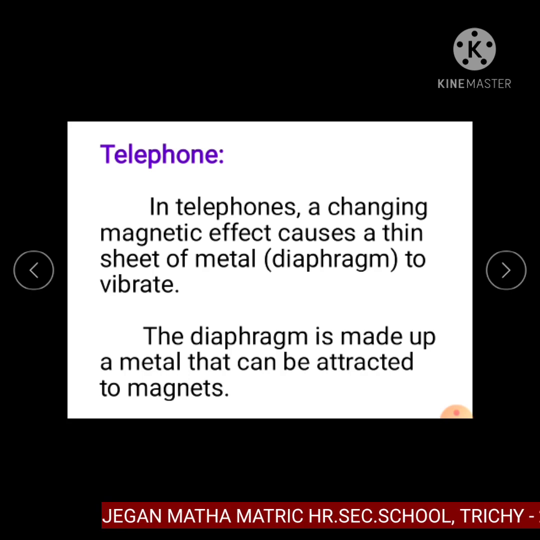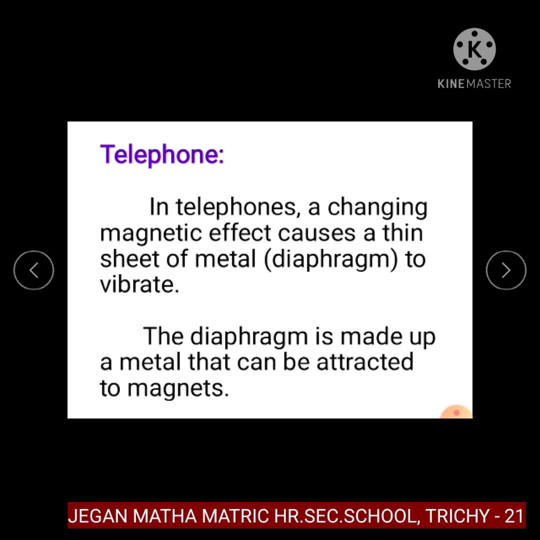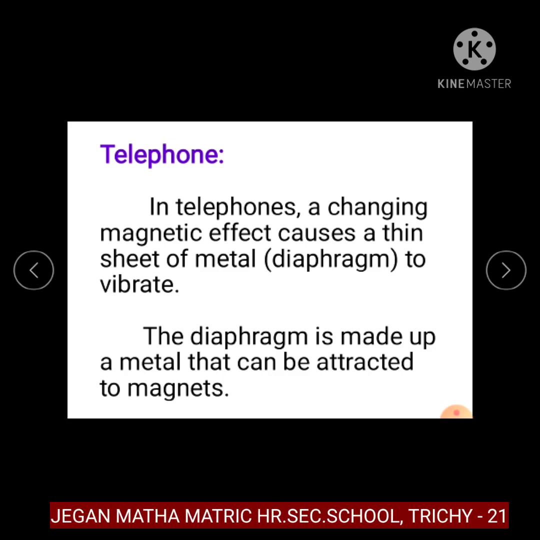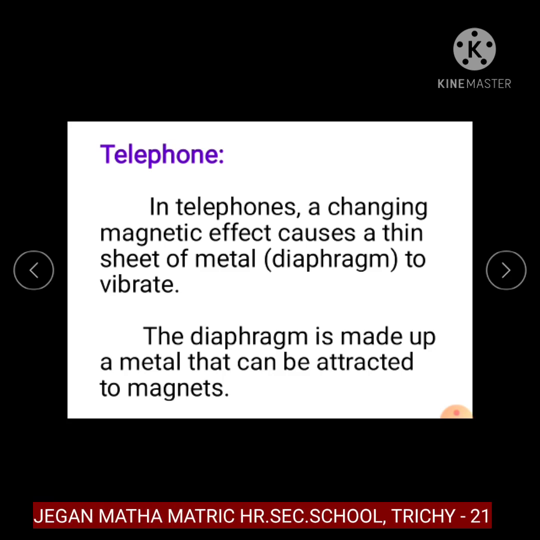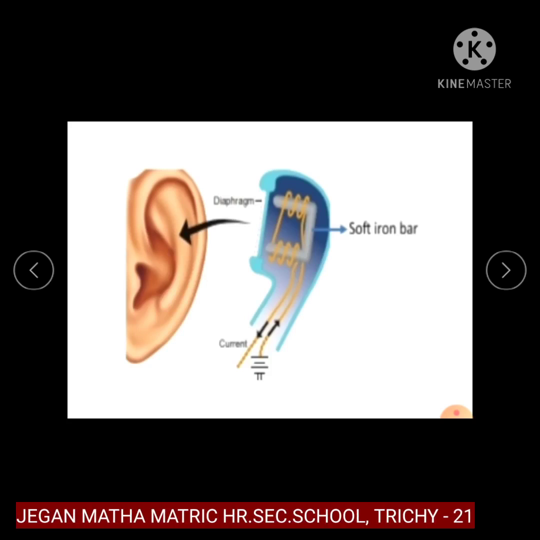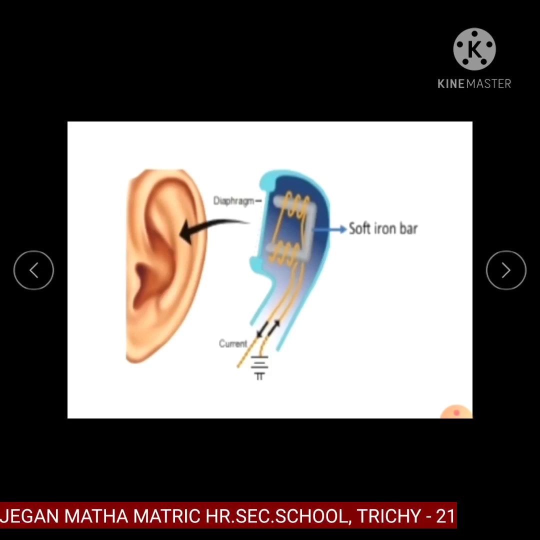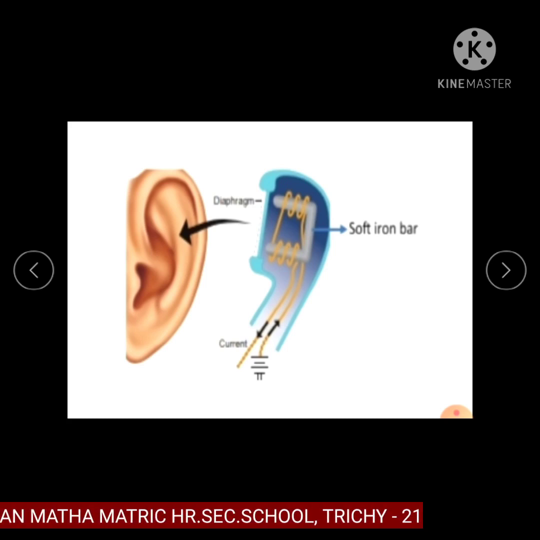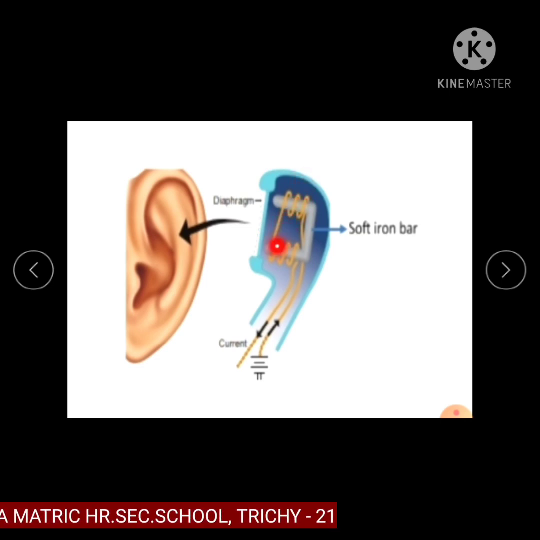In telephones, a changing magnetic effect causes a thin sheet of metal to vibrate. This diaphragm is made up of a metal that can be attracted to magnets. The diaphragm is attached to a spring that is fixed to the earpiece.